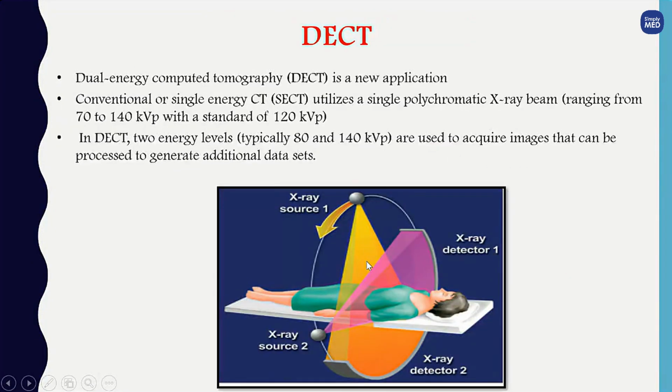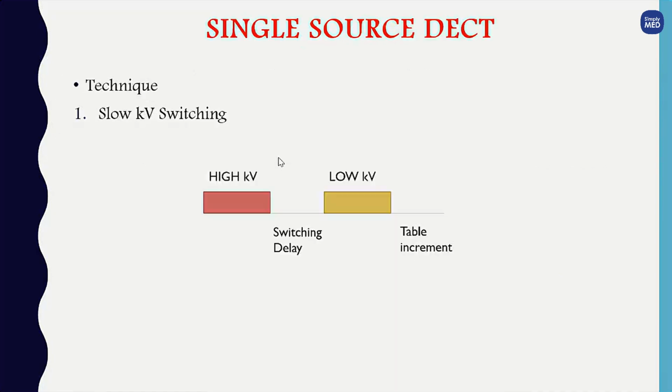So dual energy CT is a new application. Compared to the conventional or single energy CT, where we use 70 to 140 kVp with a standard of 120, in dual energy we use two X-ray tubes which produce two energy levels. One will be 80 and one will be 140 kVp. So one X-ray source will produce one energy level and the other will produce another energy level.